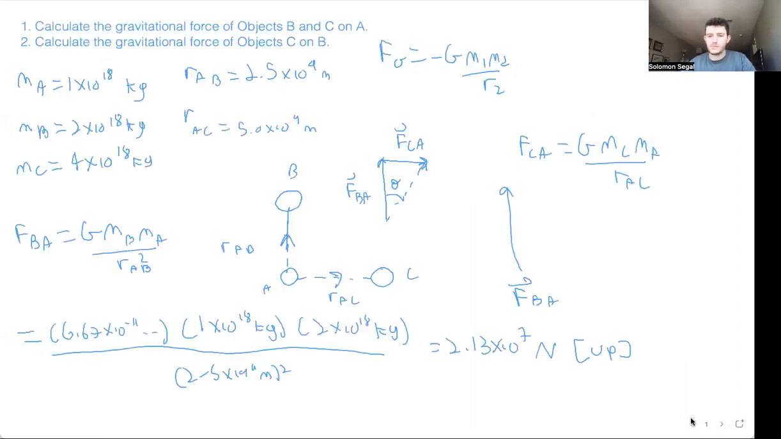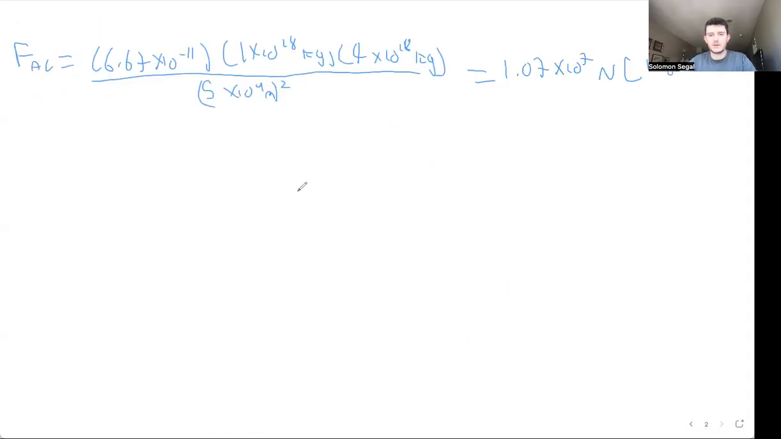Okay. Yeah, I mean, that makes sense because this is basically twice the distance, even though it's twice as heavy. Well, we know that the square is going to dominate, so it's obviously going to be weaker. So we have F AB, we have F AC. So now we have to find the net force.